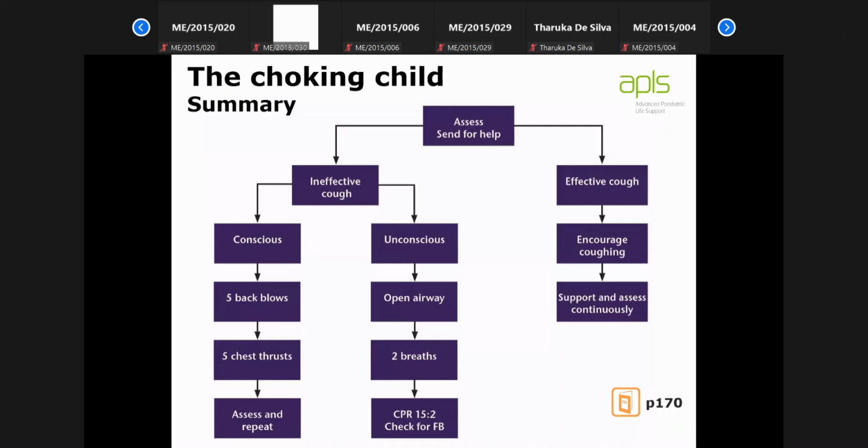Sir, the CPR rate of 15 to 2, is that for all children above 1 month of age? Exactly, yes, this is the rate. So it's easy to remember. But in NLS, it's 3:1, right? Yeah. So discriminate between these two ratios so that it's easy for you to remember and practice.